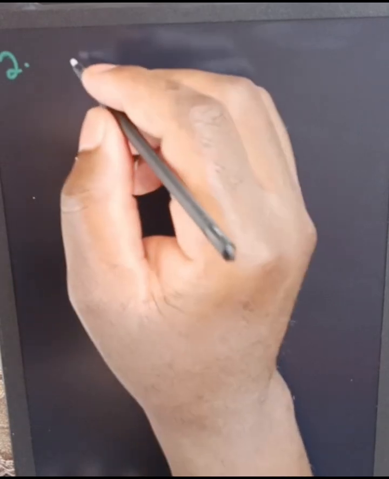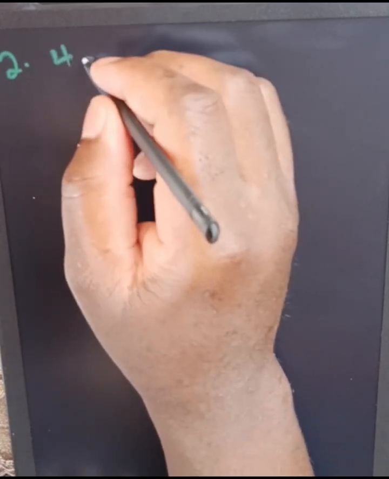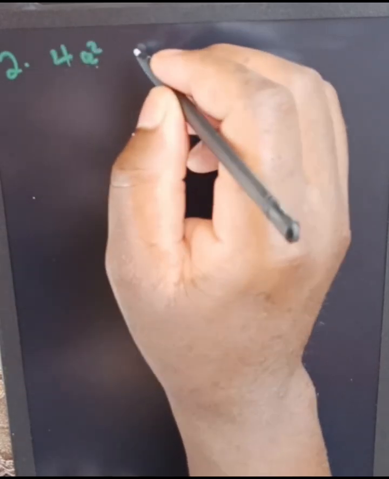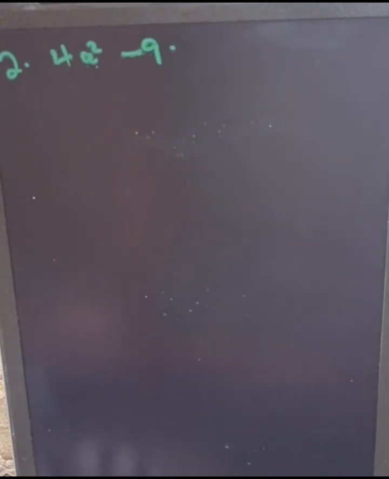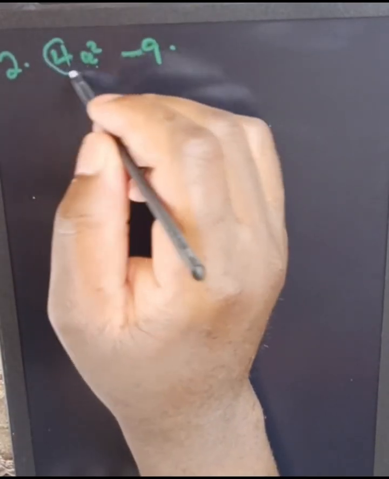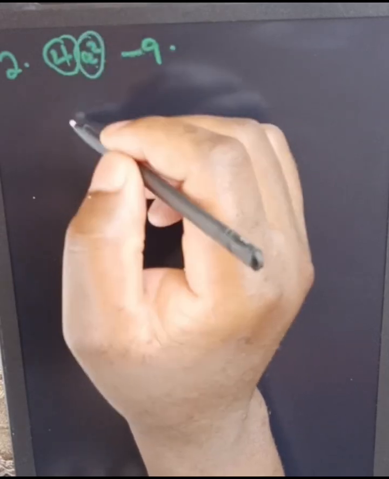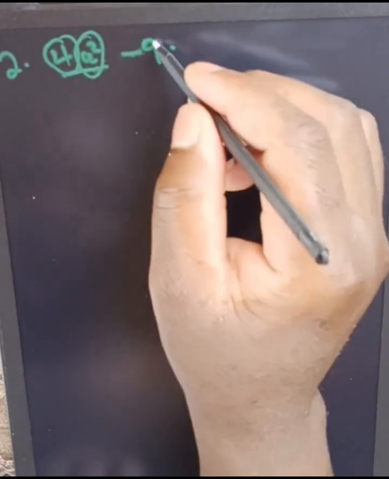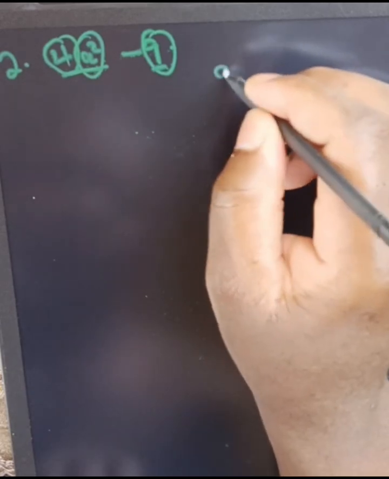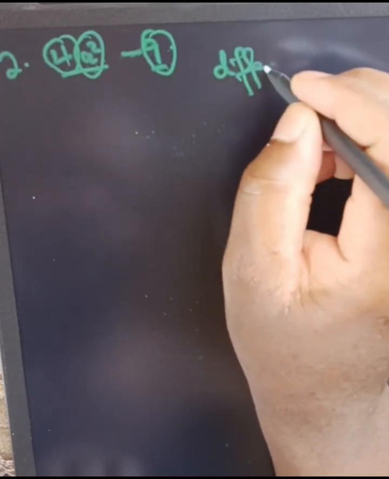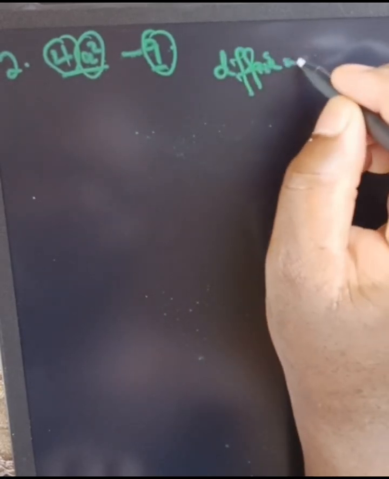Question number 2 reads: 4a squared minus 9 is a difference of two squares. 4a squared is a perfect square. 9 is a perfect square. We are subtracting two squares. What we need to do is to apply the same concept which we applied earlier.